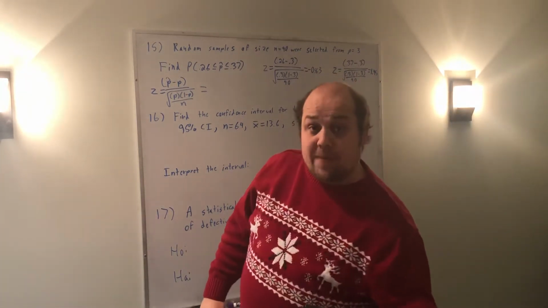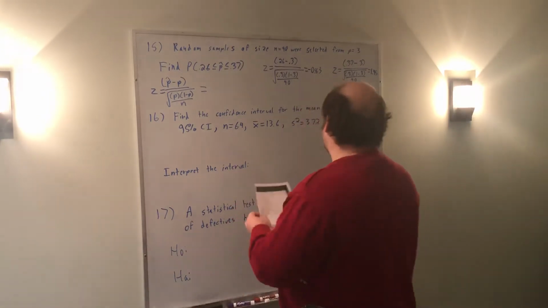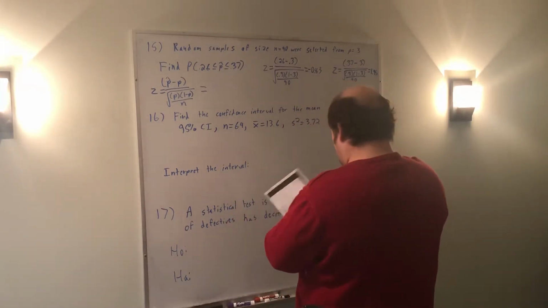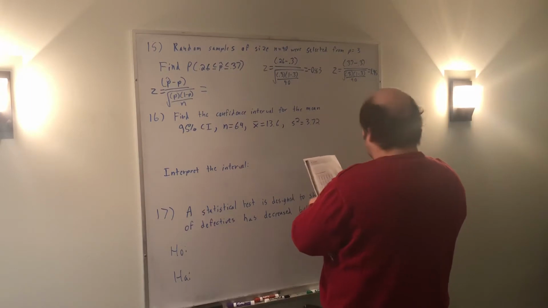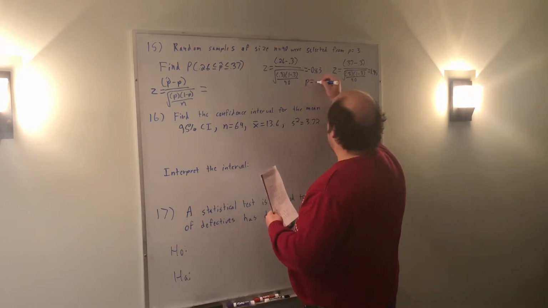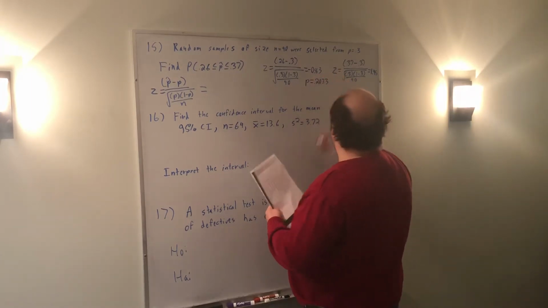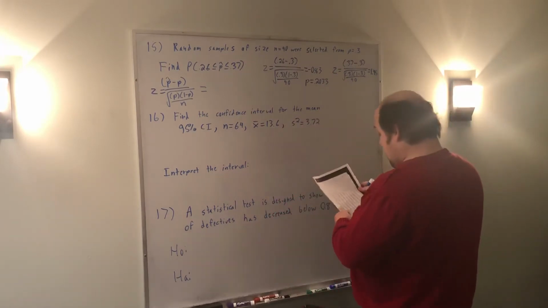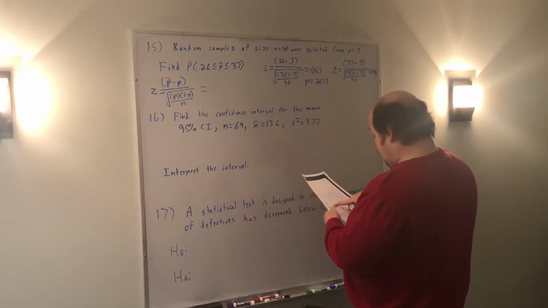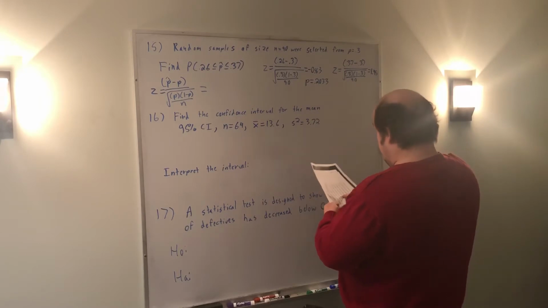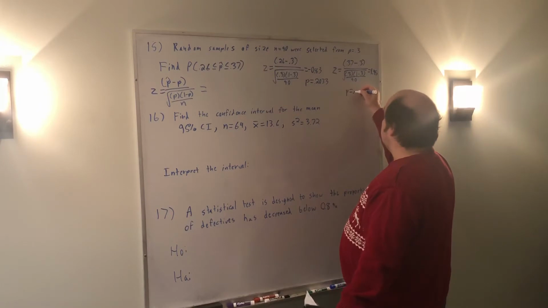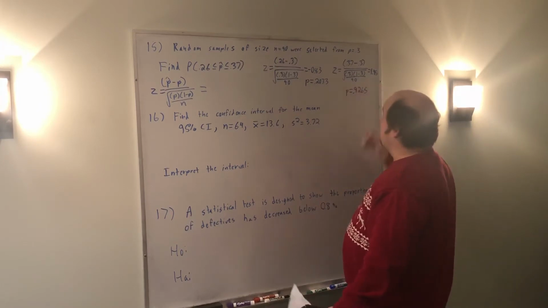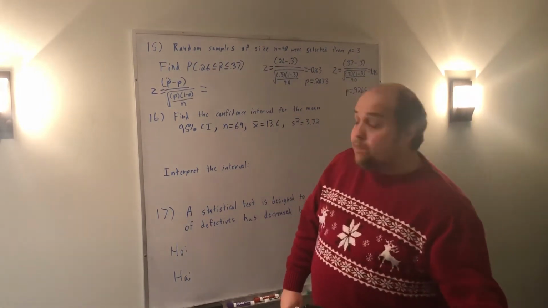I now need to go to my table and look each of these up. When I look up negative 0.83 on the negative side, I go over and that points me to a p-value of 0.2033. On the positive side, when I look up 1.45, 1.4, go over to the 5, I get a p-value of 0.9265. So I now have two p-values.